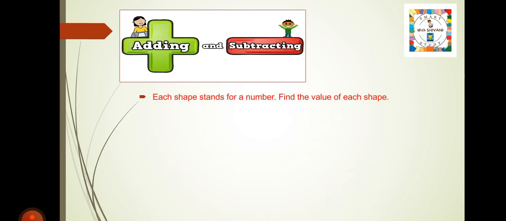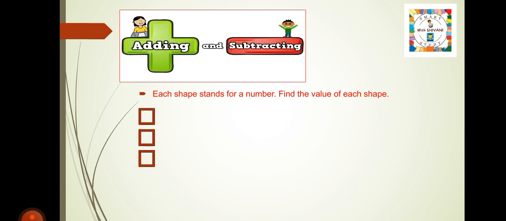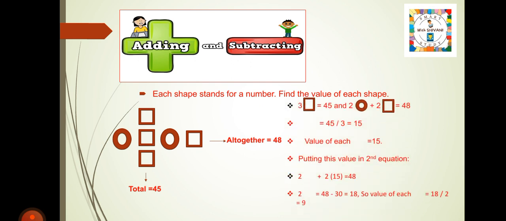Adding and subtracting. The first word problem is: each shape below stands for a number, find the value of each shape. Over here we can see that there are three square shapes and the word total is being used, which is 45. So now we know that when the word total is used, we have to do addition. So addition of three squares will result in 45. Similarly, two circles and two squares give us altogether a result of 48. That means we have to add two circles and two squares to get 48.